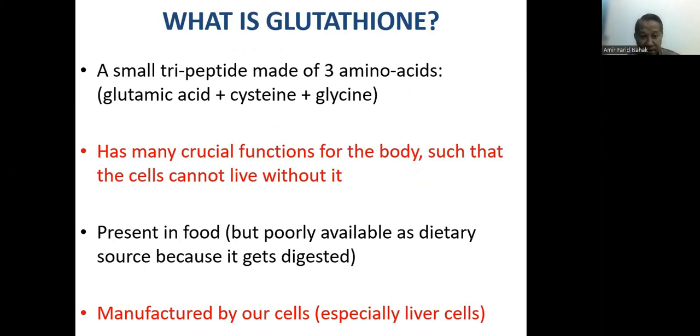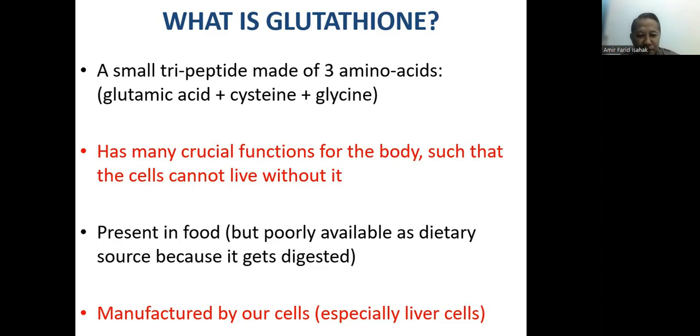It is a small tripeptide, that is, it is made of 3 amino acids: glutamic acid, cysteine, and glycine. It has many crucial functions for the body, such that the cells cannot live without it. There are many antioxidants, but with many of them, you don't die if you don't have them. In fact, many of the antioxidants we didn't know until all these products from overseas came in with these antioxidants. But with glutathione, if you don't have glutathione, you're dead.